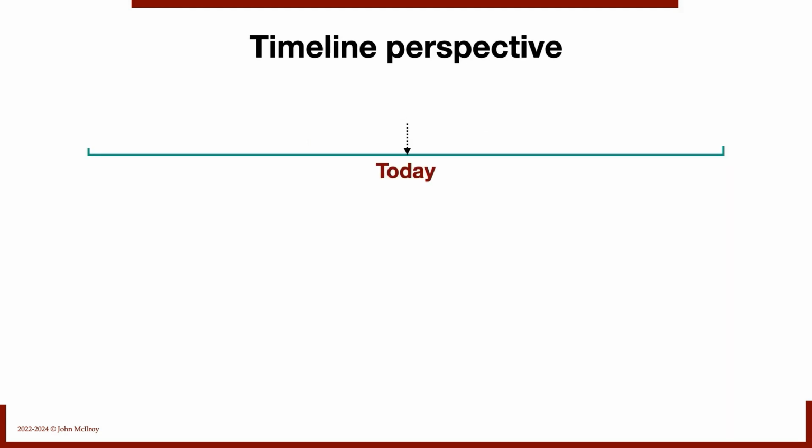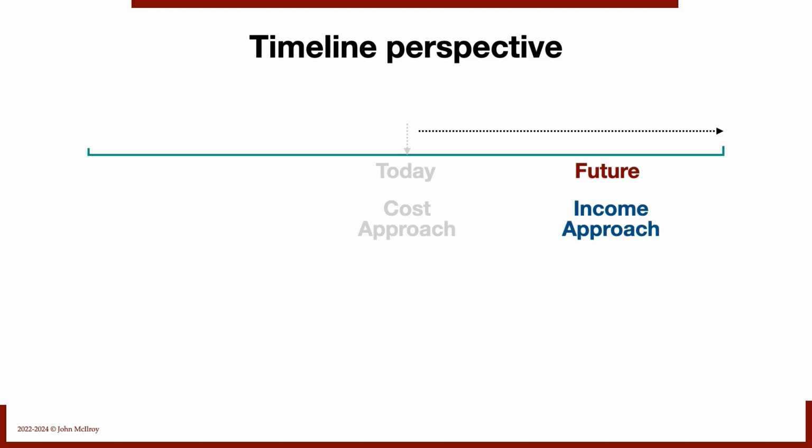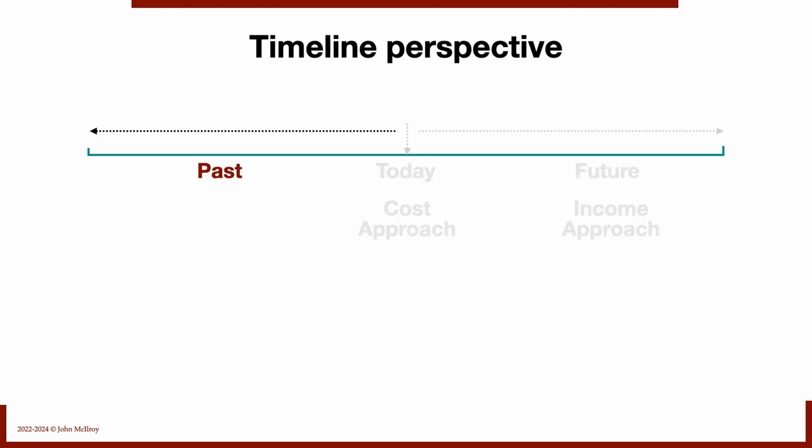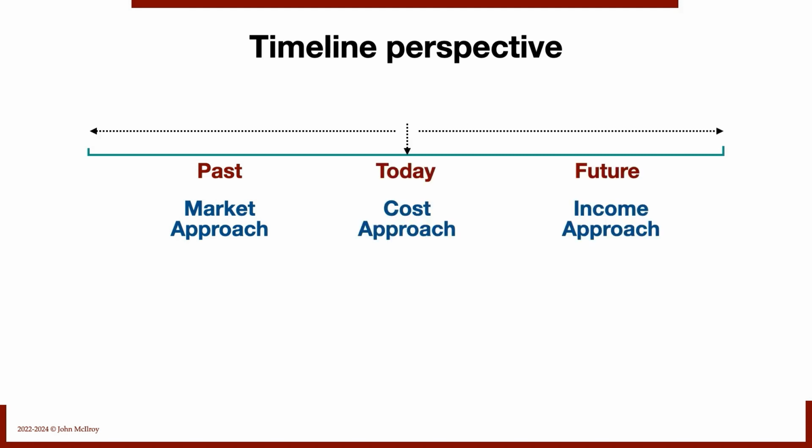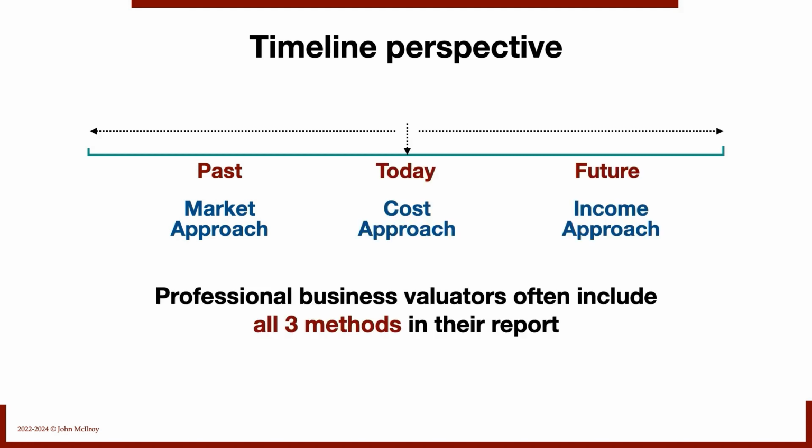If we're taking a look at one day, let's call it today, we could use the cost approach. A cost approach only looks at a business as of one day. If we're looking at basing the valuation on the future earnings of the business, the forecast, we'd use the income approach. If we're planning to value the business based upon past earnings performance, we would use the market approach. And in fact, professional business valuators often include all three methods in their report.